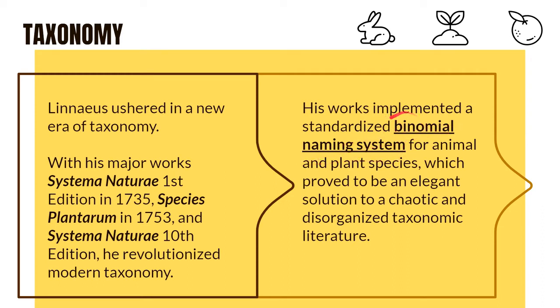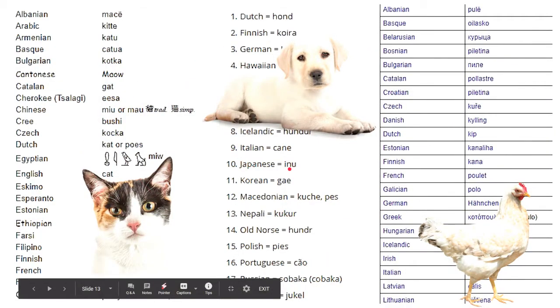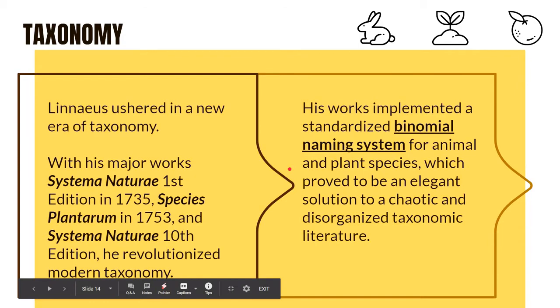The prefix bi here refers to the two names an organism gets in its scientific name. Similar to us, we have our first name and then we have our last name. So in organisms, they get two names for their scientific name. That was actually an elegant solution to this chaotic and quite disorganized manner of naming organisms.